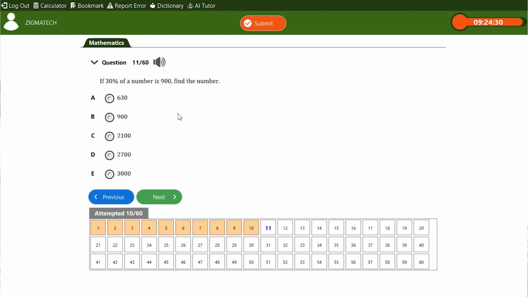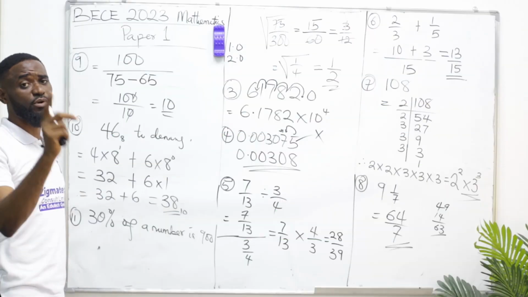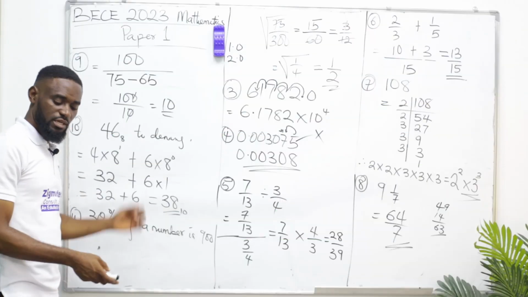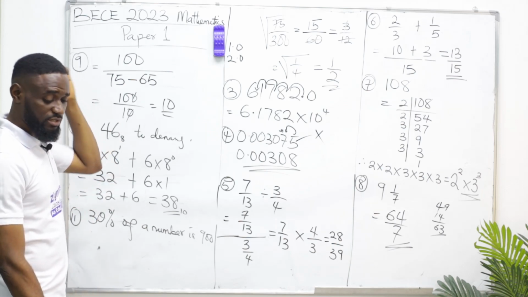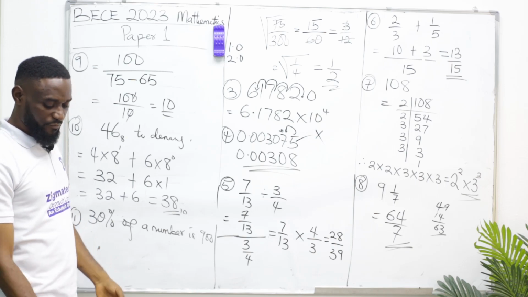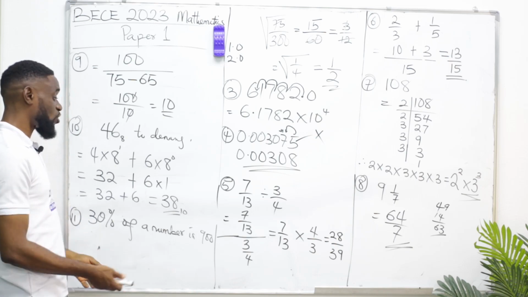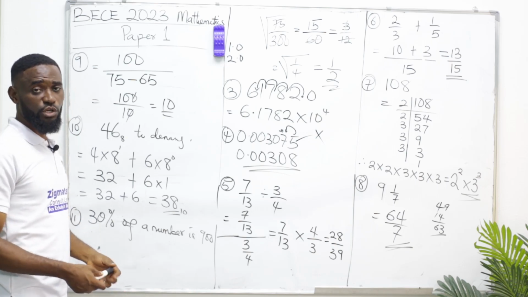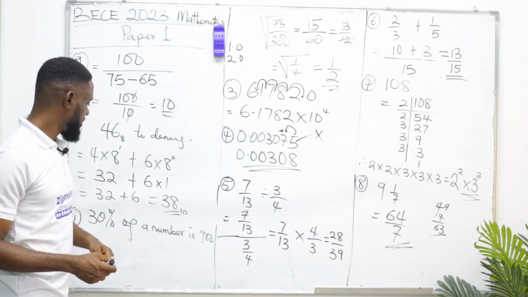So what is the number? 30% of a number is 900. What is the number? This is a simple word problem. Word problems are one of the topics in your exams that you will always come across, so it's good you understand how to apply those principles.